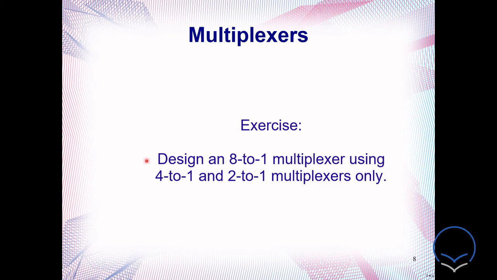So here are a couple of examples. This is your assignment actually. I suggest you try it by yourself. It says, design an 8 to 1 multiplexer using 4 to 1 and 2 to 1 multiplexers only. You can use the 4 to 1 multiplexer once. You can use the 2 to 1 multiplexer once or more than once if needed. So you need to use 4 to 1 and 2 to 1. Try it by yourself. If you find any difficulties, then maybe we'll discuss in the class.